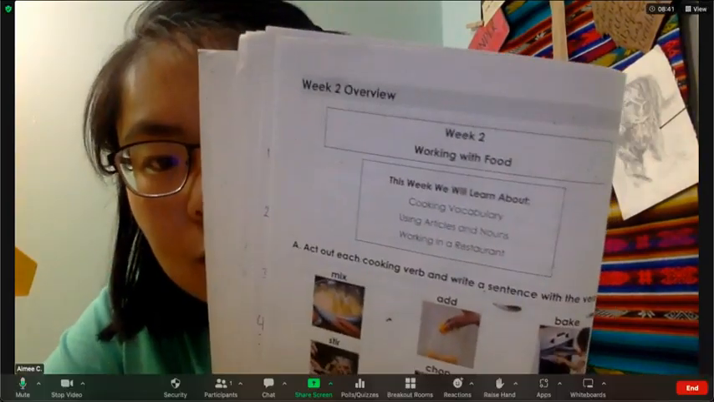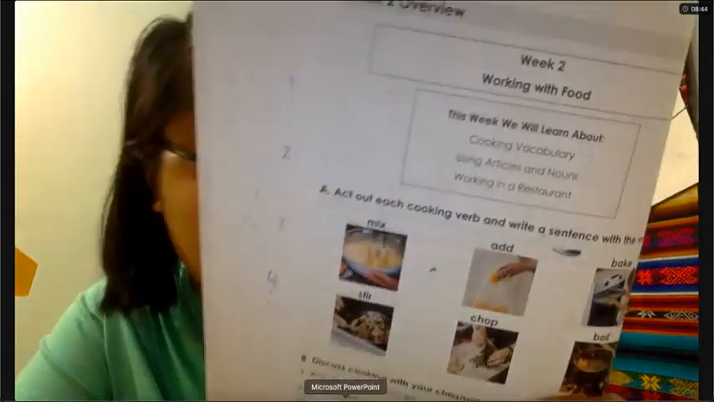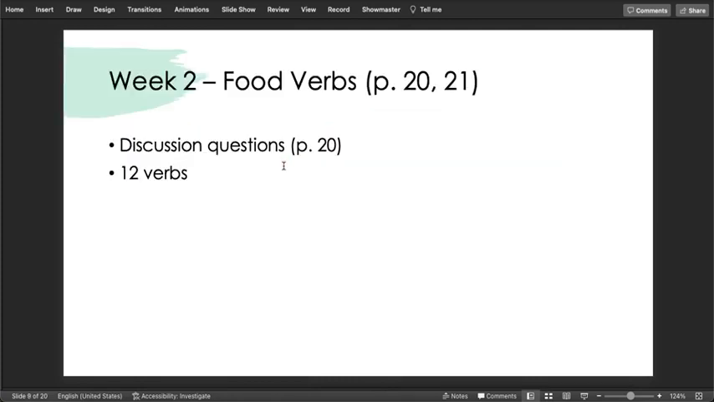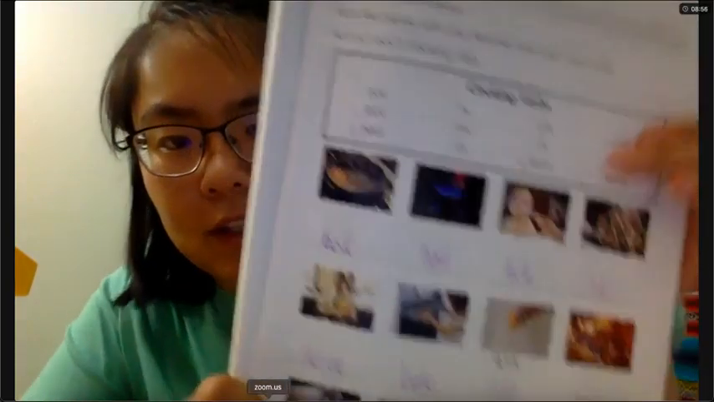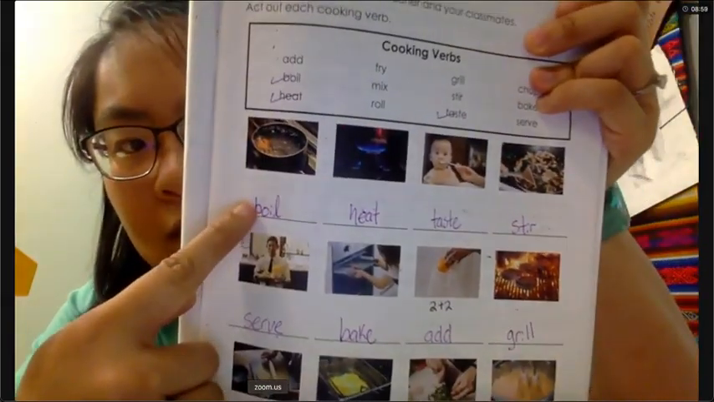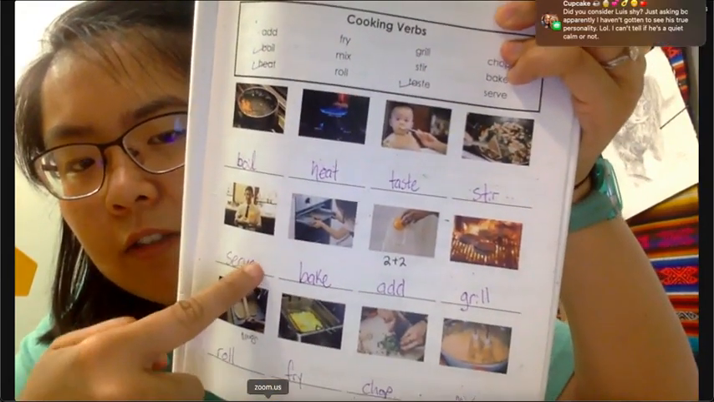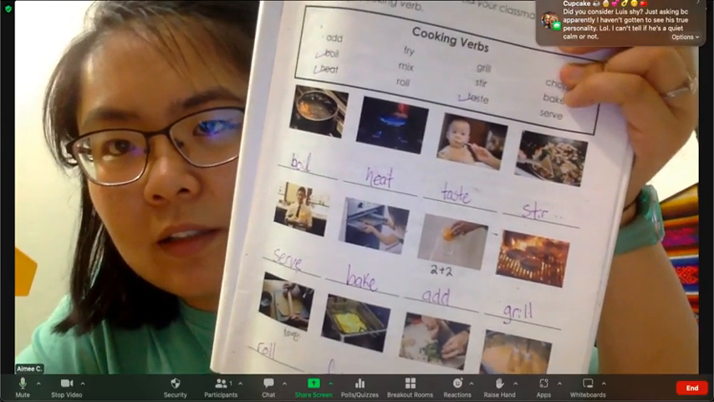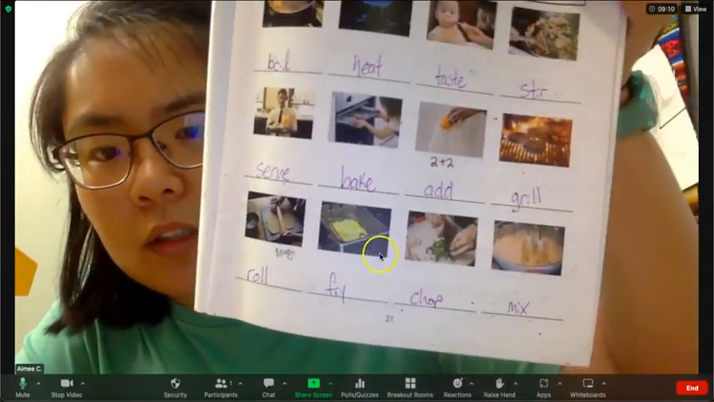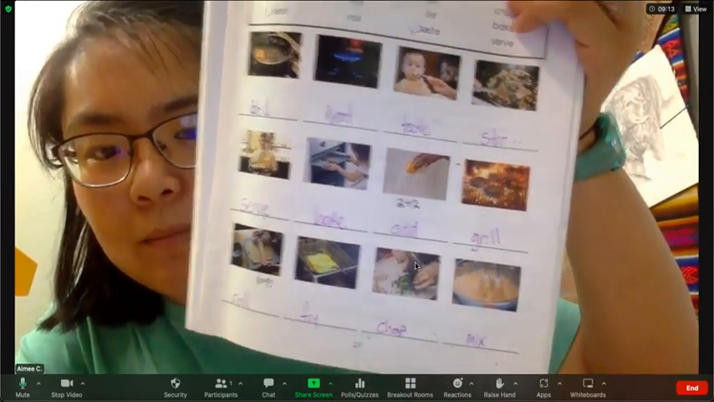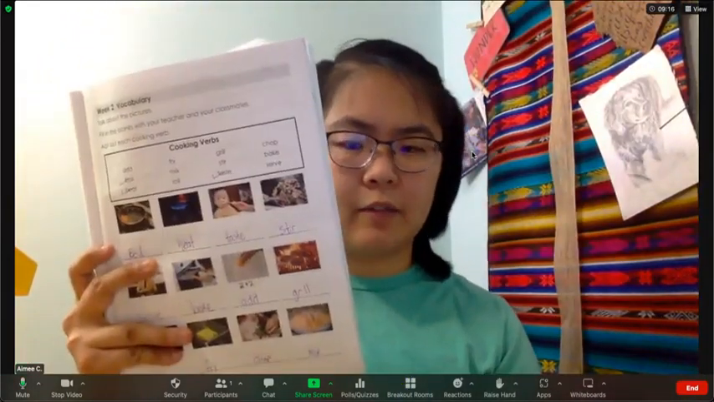All right, moving on to week 2. We talk about working with food. Week 2, working with food. So the first thing we do on pages 20 and 21 is talk about different types of verbs we use with food. So you can read them here with me, just in case some of the pictures are confusing, right? We have boil, heat, taste, stir, serve, bake, add, grill, roll, fry, chop, and mix. These are our verbs.